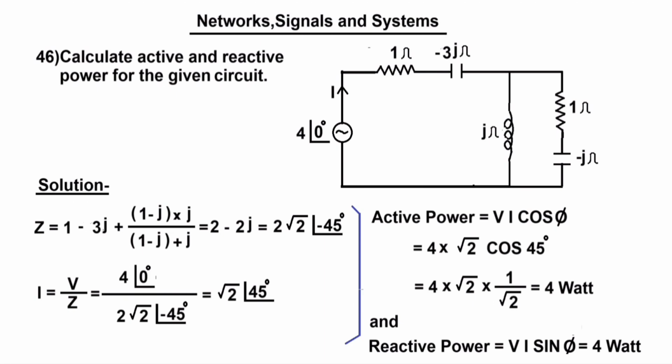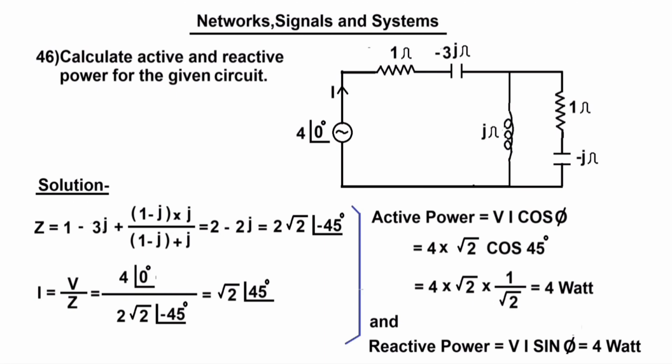Now we have to find current I. I equals V upon Z, equals 4 volt divided by impedance 2 root 2 at minus 45 degrees. This equals root 2 at 45 degrees.